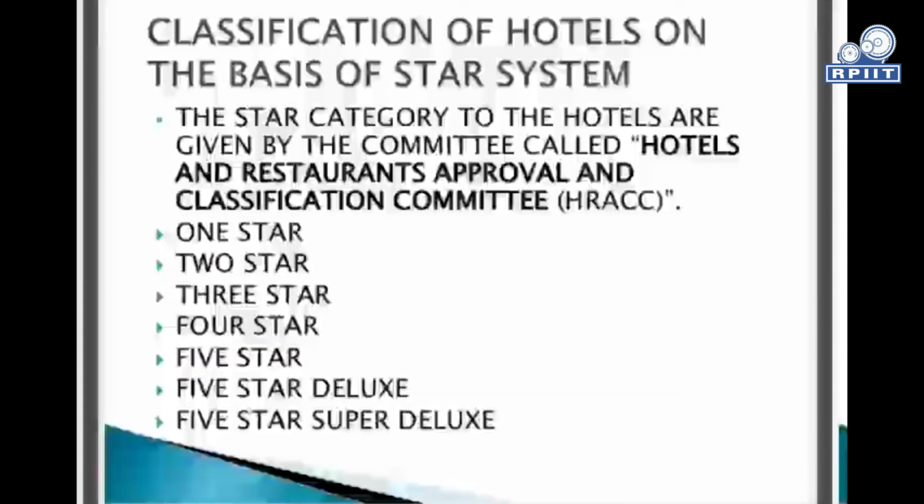Classification of hotel on the basis of star system. The star categories for hotels are given by the committee called Hotels and Restaurant Approval and Classification Committee, HRACC. For example, 1 star hotel, 2 star hotel, 3 star hotel, 4 star hotel, 5 star hotel, 5 star deluxe, and 5 star super deluxe.